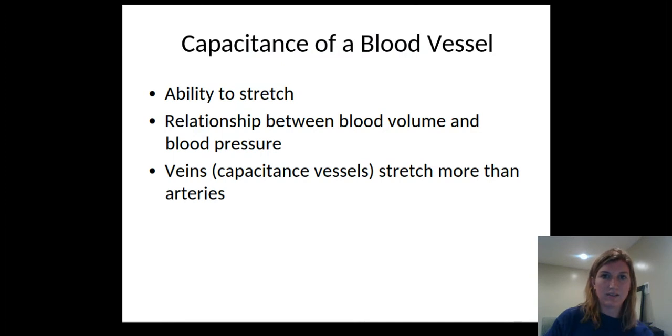Let's talk about the capacitance of a blood vessel. The capacitance is the ability of that vessel to stretch. So there's a relationship that exists between blood volume and blood pressure. Veins are called capacitance vessels because they stretch more than arteries. Well, that makes sense that they stretch more than arteries because they are not constricted by all that smooth muscle, right? They're completely loosey-goosey, so to speak.